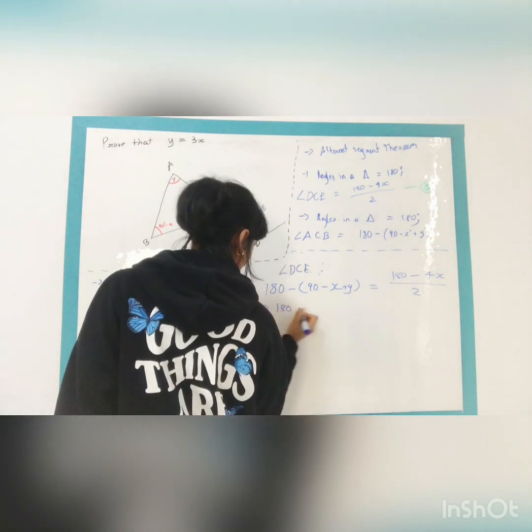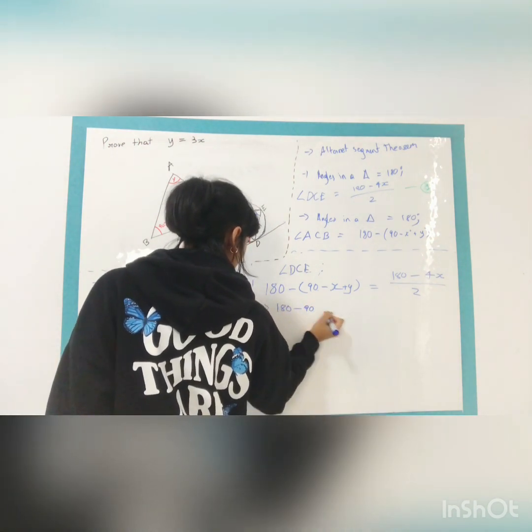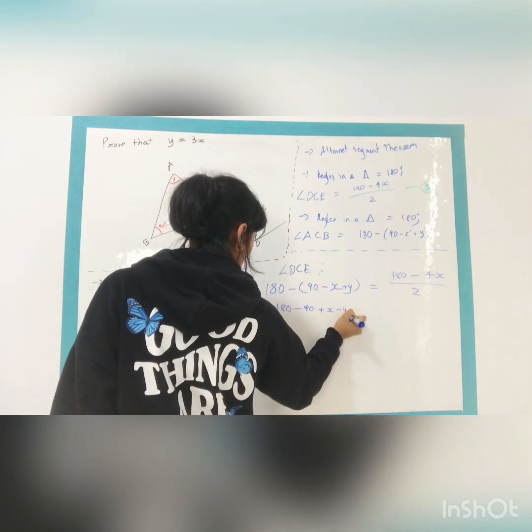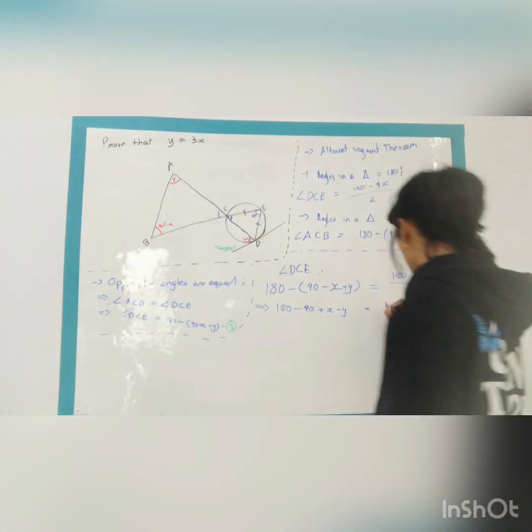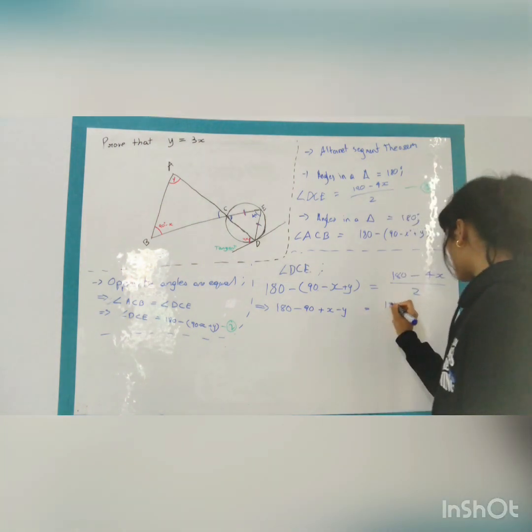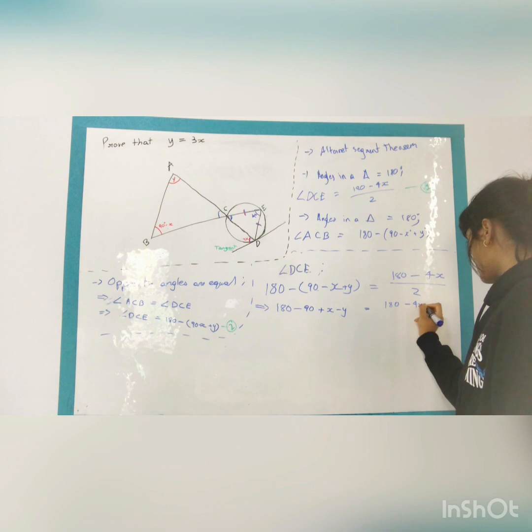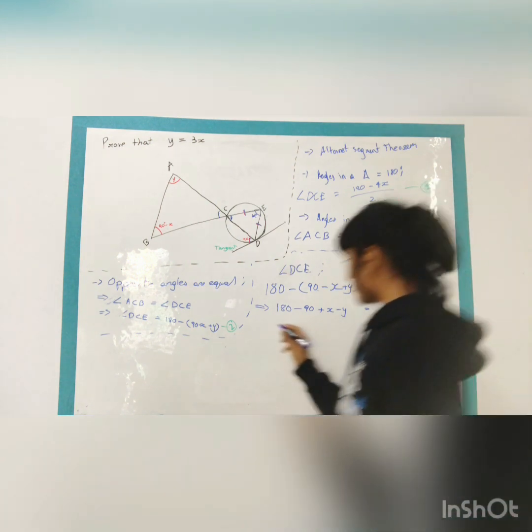Now we're going to do simple algebra. So 180 minus 90 plus x minus y. Before we continue, I just want to clarify that the reason this is 180 minus 90 plus x minus y is because the minus, when it enters the brackets, changes all the signs, yeah? So now we have it equal to 180 minus 4x divided by 2.